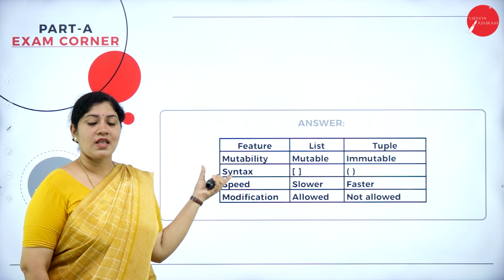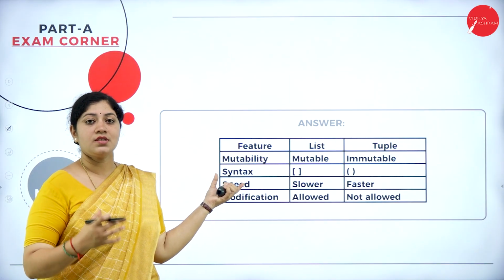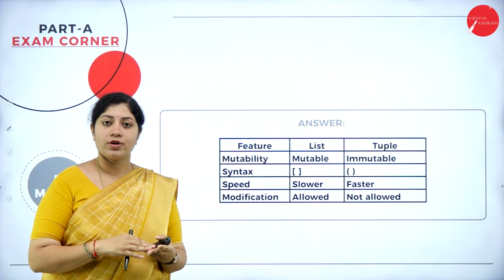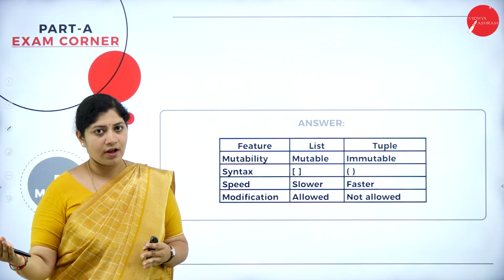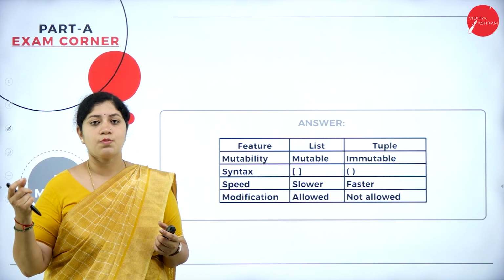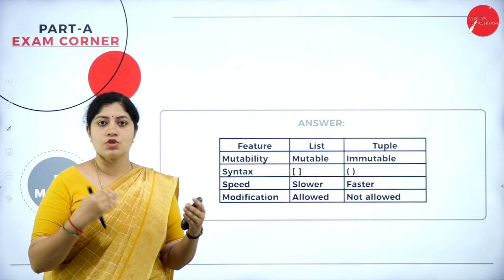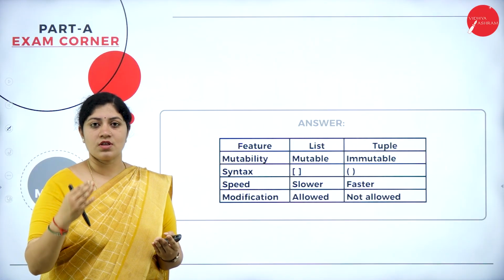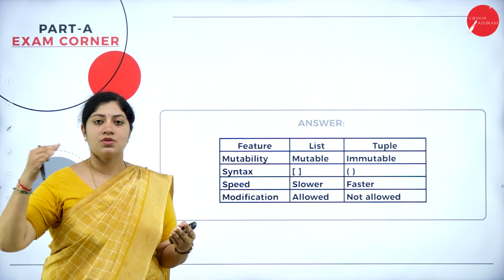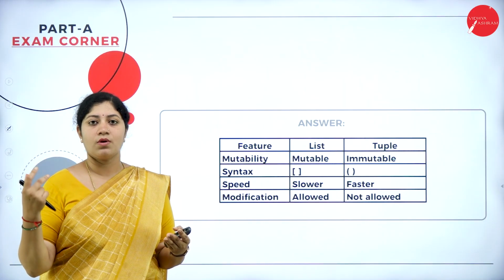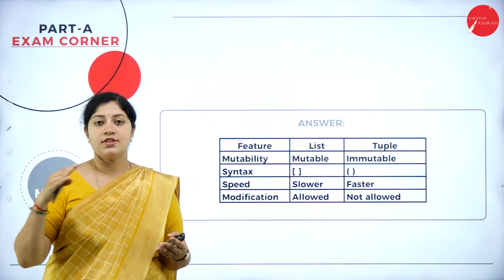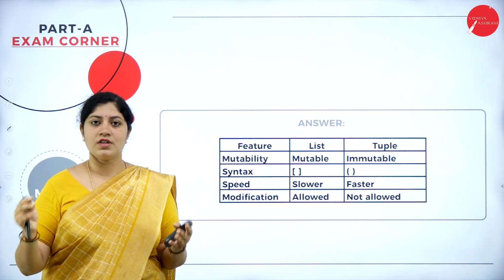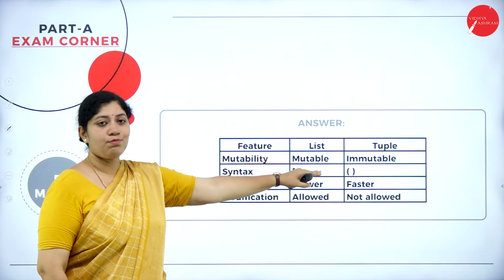All right, the first feature that we have to mention here is mutability. Lists are mutable in the sense that whatever list we have defined, if a user wants to make some small changes, he is allowed to change it. But that's not the case with respect to a tuple. Once a user defines a tuple, it can't be modified or tweaked. Whatever we define once is full and final. So it is immutable. Great.